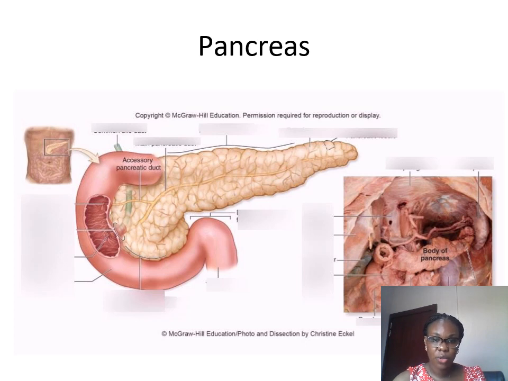Now, the pancreas is also another abdominal organ. It's sitting behind the stomach, and it is being hugged by the duodenum, and it secretes enzymes into the duodenum that from there enter the whole gut and help in digestive processes.